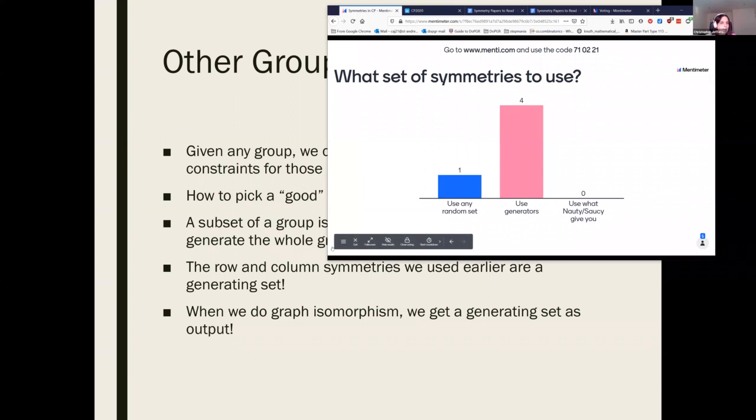Remembering, of course, that Nauty came around long before people thought about this. I mean, Nauty wasn't designed for symmetry breaking; it was designed for graph asymmetry.